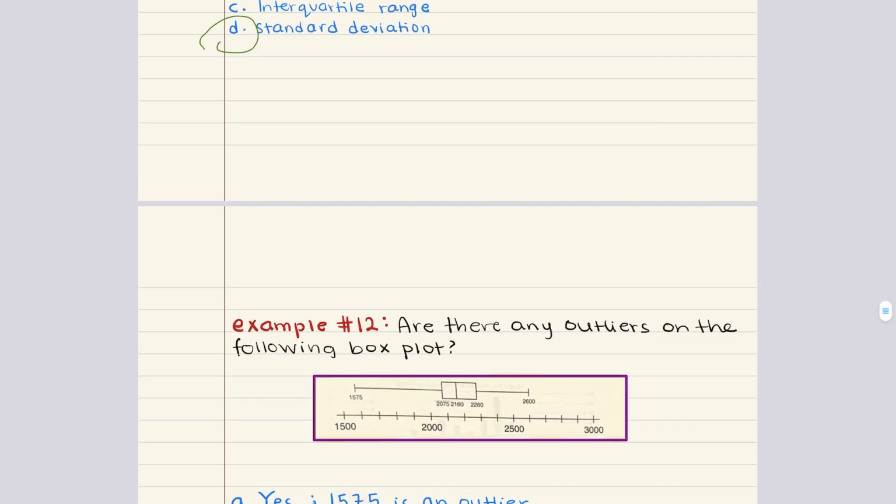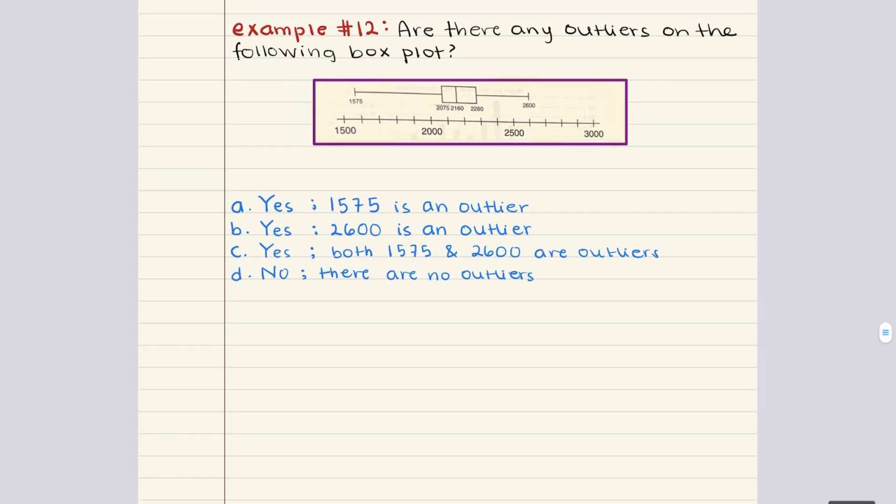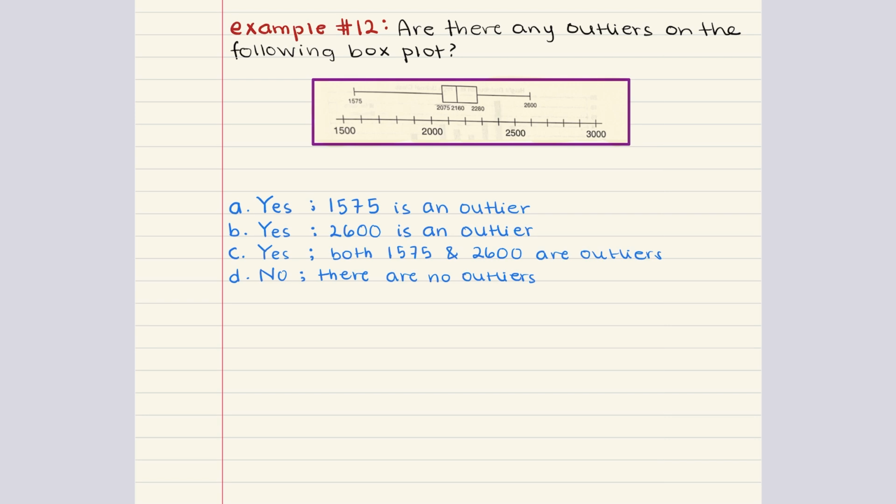Let's move on to problem 12. Problem 12 says, are there any outliers on the following box plot? To determine whether there are any outliers in the box plot, we need to use the interquartile range rule. Outliers are defined as any data points that fall below the lower bound or above the upper bound. Now, how do we calculate the interquartile range and the lower and upper bounds? Well, let's start with the interquartile range. This is the difference between the third quartile, Q3, and the first quartile, Q1.